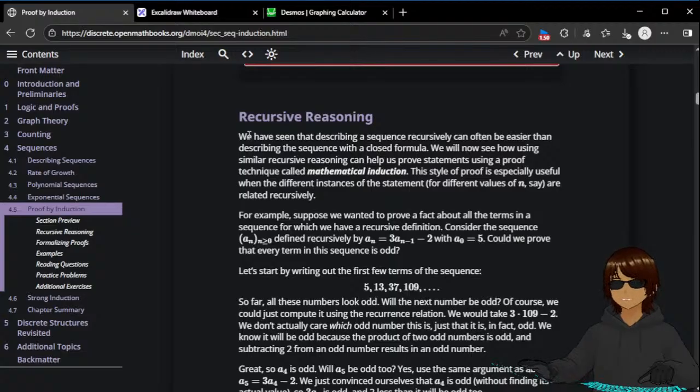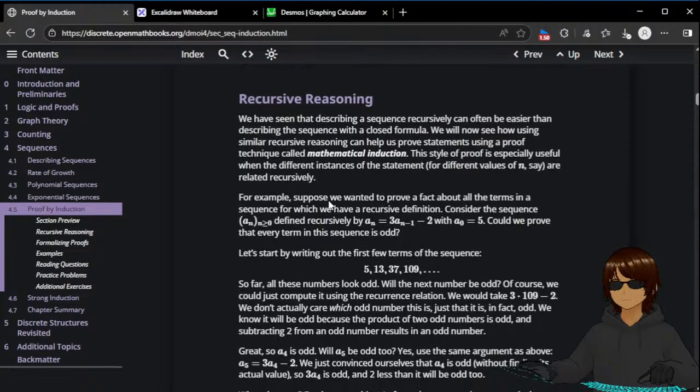We have seen that describing a sequence recursively can often be easier than describing the sequence with a closed formula. We will now see how using similar recursive reasoning can help us prove statements using a proof technique called mathematical induction. This style of proof is especially useful when the different instances of the statement are related recursively.